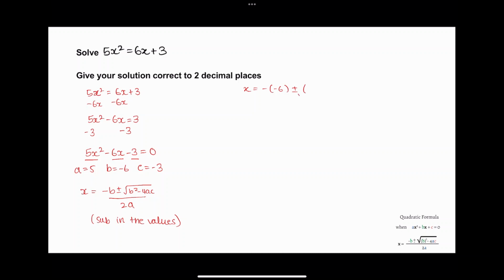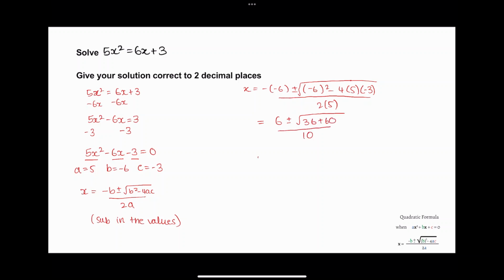After rearranging, you need to allocate each coefficient, in which case a is equal to 5, b is equal to minus 6, and c is equal to minus 3. Remember, they are negative numbers now, as you previously subtracted these terms. Then you follow the same procedure as the last question.